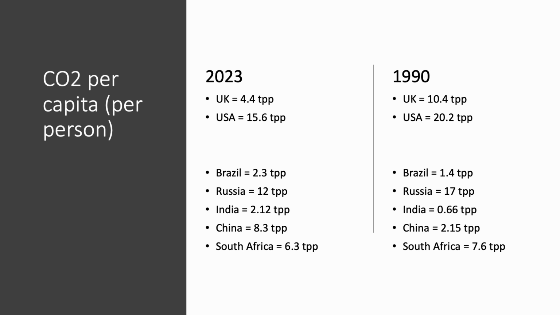So we're seeing 2.1 tons per person in India, as opposed to 0.6 in 1990. China's been the biggest difference, though, with an exponential growth in the amount produced per person from 2 to over 8 in 2023.